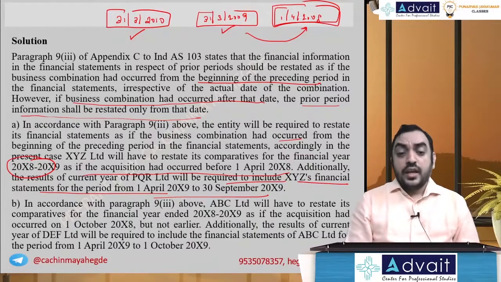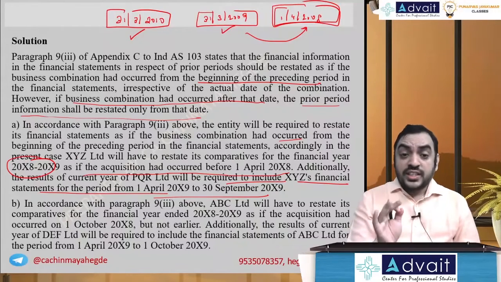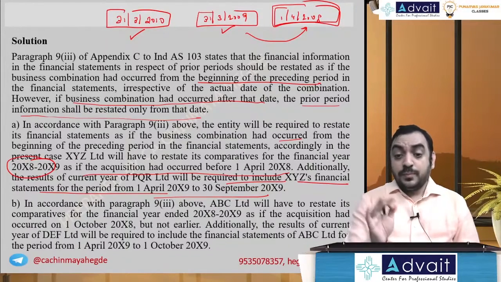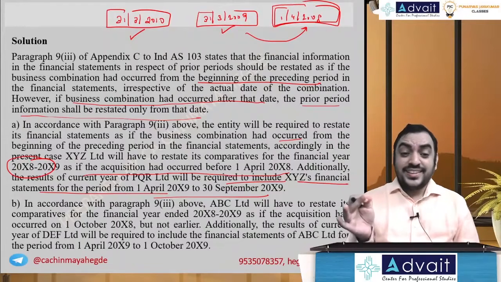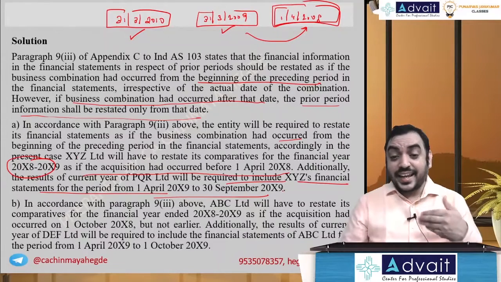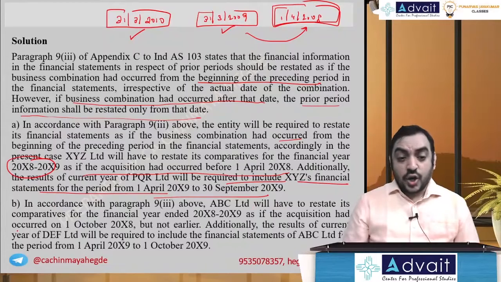Hope you got it. Second point, in accordance with para 9 above, ABC Limited will have to restate its comparative for the financial year 2008-9 as if the acquisition had occurred on 1st October 2008.